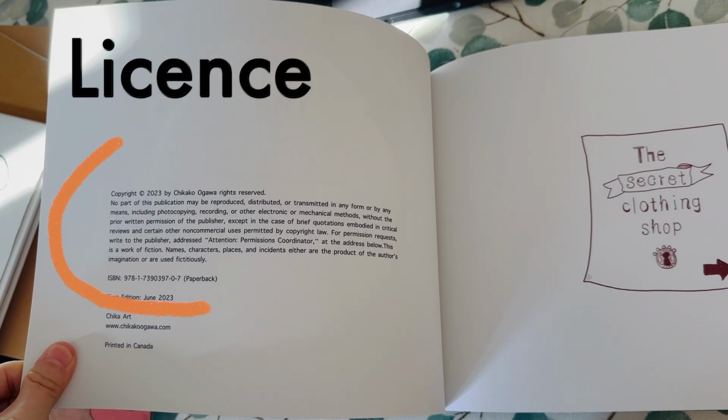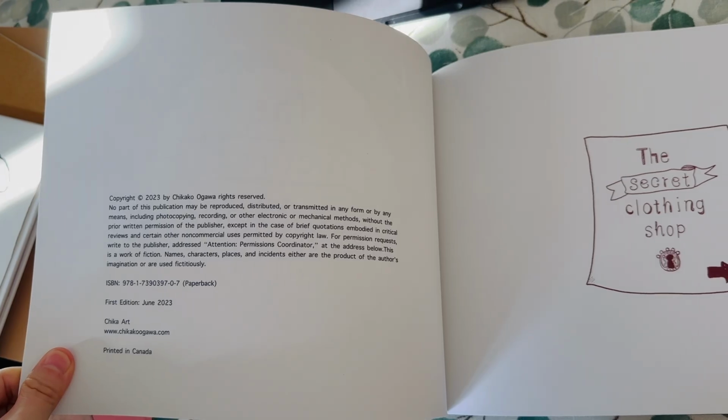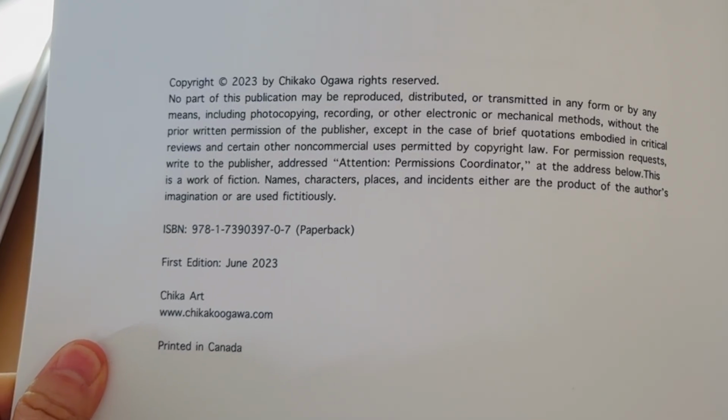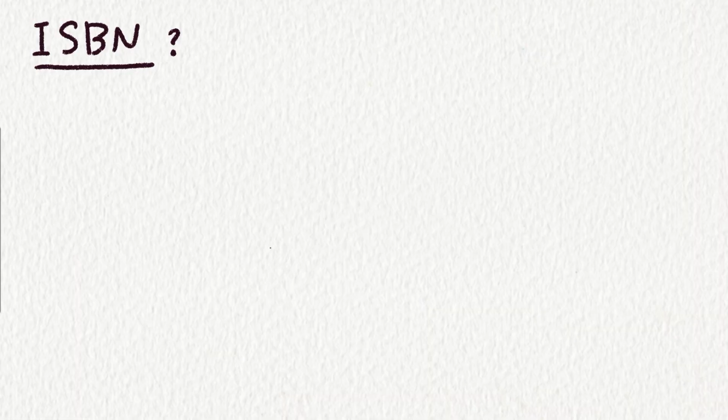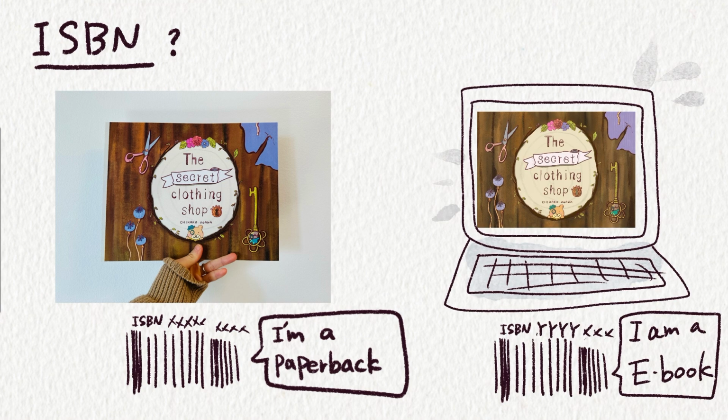License page. Creating a copyright page can be very overwhelming, but you have a very strong friend nowadays. ChatGPT creates your copyright template. Most of the part you can cover it, but you might think, what is ISBN? ISBN is numbers that tell you whether it's a hardcover, paperback, or ebook. This number helps identify different editions of a book.